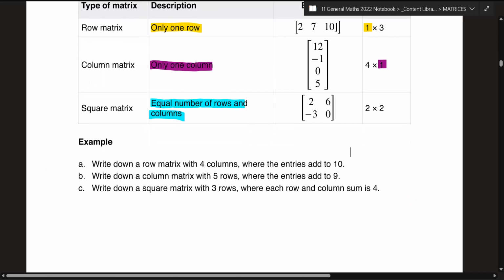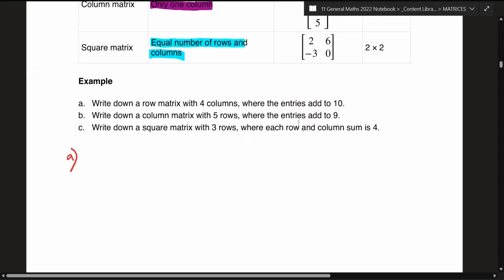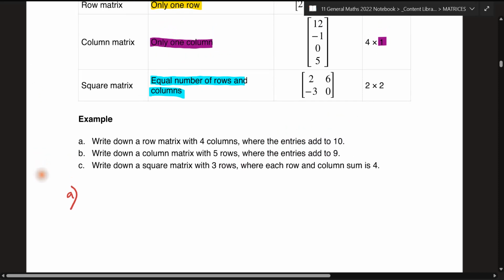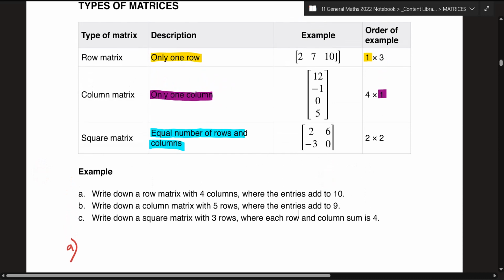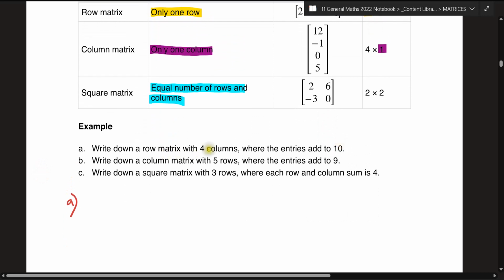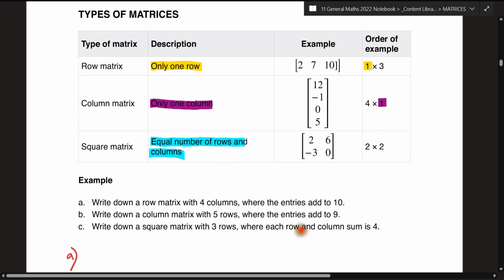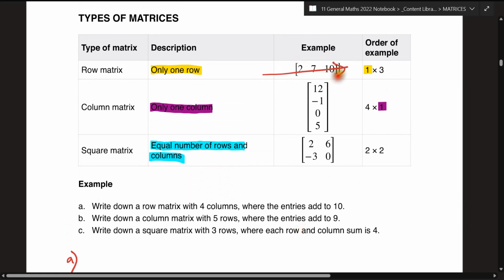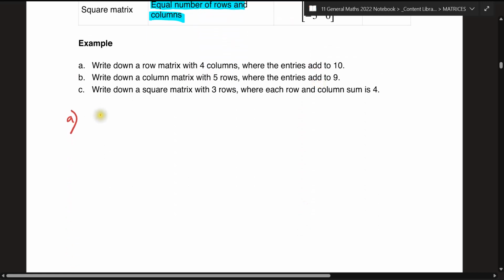Let's do some example questions here. Write down a row matrix that has 4 columns where the entries add up to 10. For this, remember a row matrix has only one row. In this case, it's got one row and 4 columns. Your row matrix will look like that, long that way. So I've got one row and I have to have 1, 2, 3, 4 columns all together.